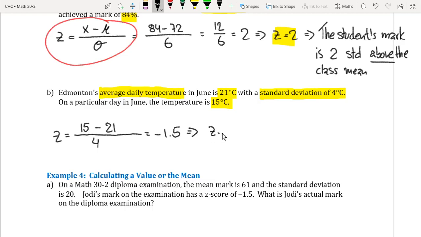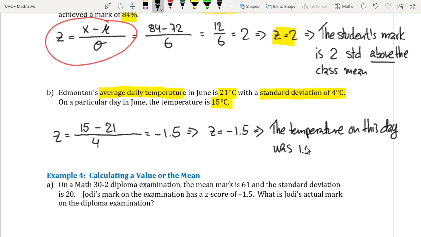So the z-score for the temperature on this day was negative 1.5, which means that the temperature on this day was 1.5 standard deviations below the mean. And it's below because the z-score was negative.